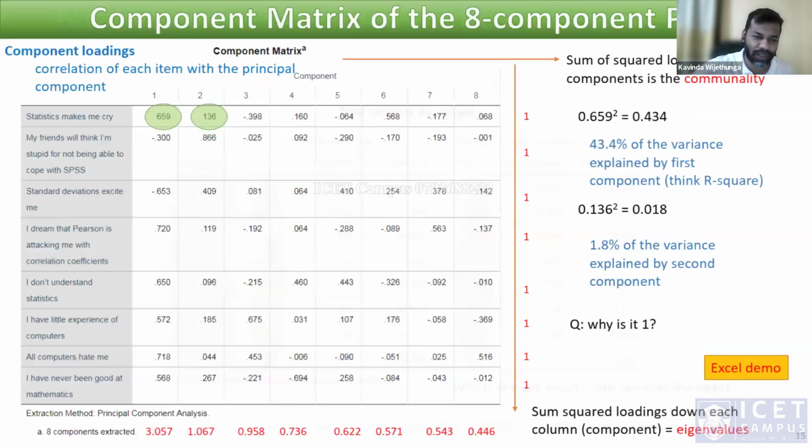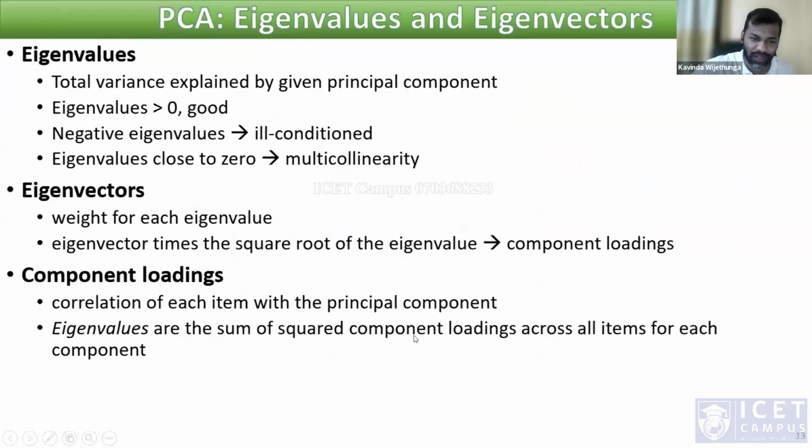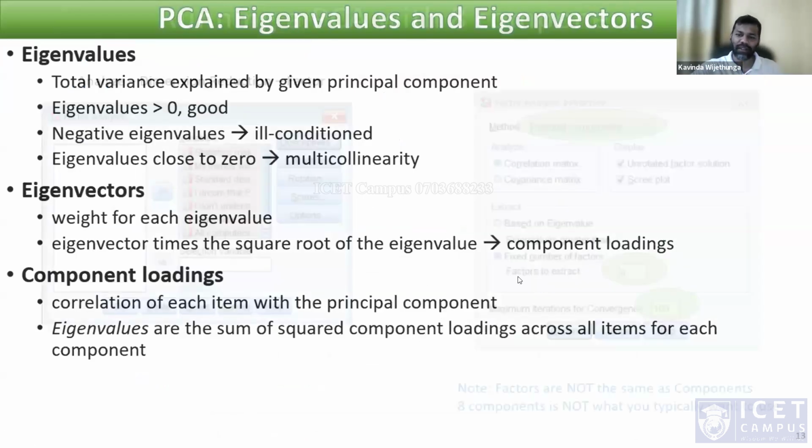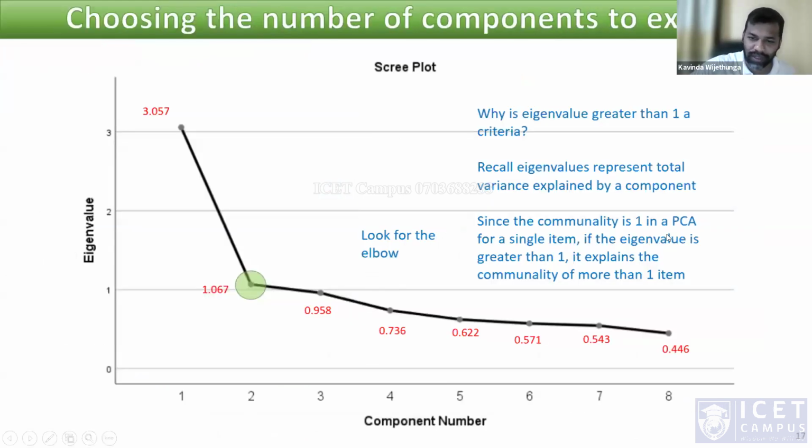Then these are the things. So then eigenvalues equal to 1 is actually good. Greater than 0 is good. Then all the values are greater than 0 here, right? Since communality is 1, in principal component analysis, for a single item, an eigenvalue greater than 1 explains the communality of more than one item, right? So that's what we can take from this scree plot.